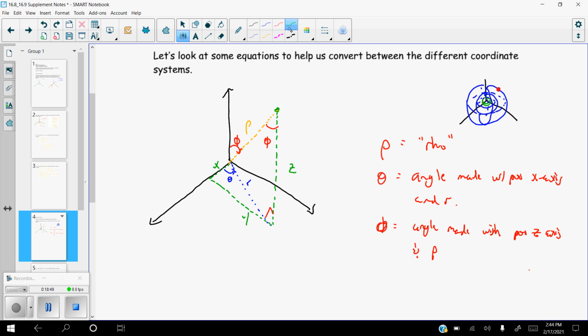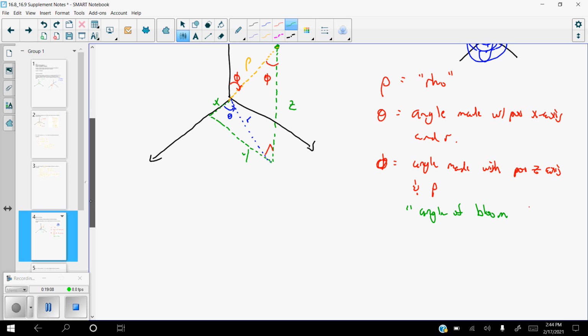And again, this last one is called the angle of Bloom. How much does this specific thing open up from the positive z-axis? And it opens up all the way around the z-axis in every direction. So here are your spherical coordinates. Written in the correct order, it is rho, theta, phi. That's spherical coordinates.